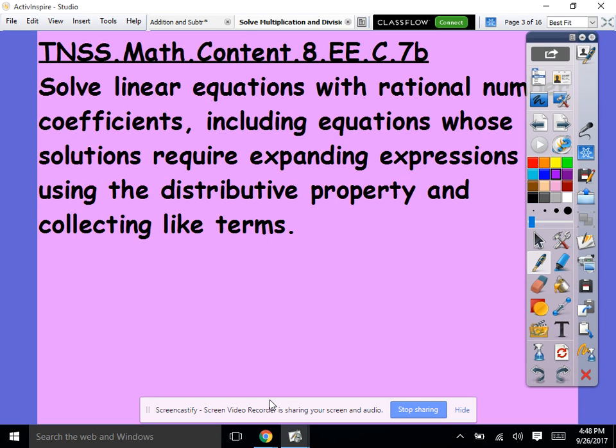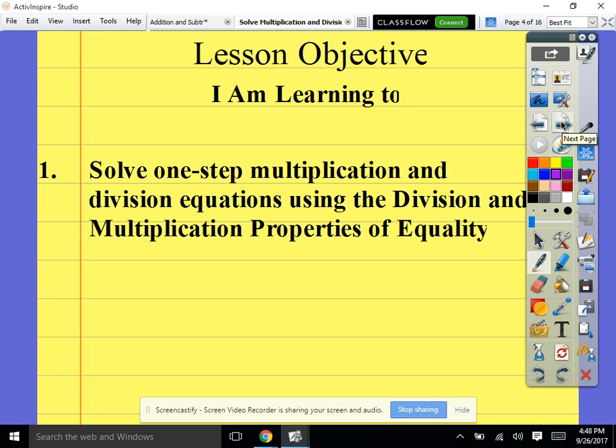Our Tennessee State Standard today is to solve linear equations with rational number coefficients, including equations whose solutions require expanding expressions using the distributive property and collecting like terms. Your lesson objective today that you need to pause the video and write down: I am learning to solve one-step multiplication and division equations using the division and multiplication properties of equality.